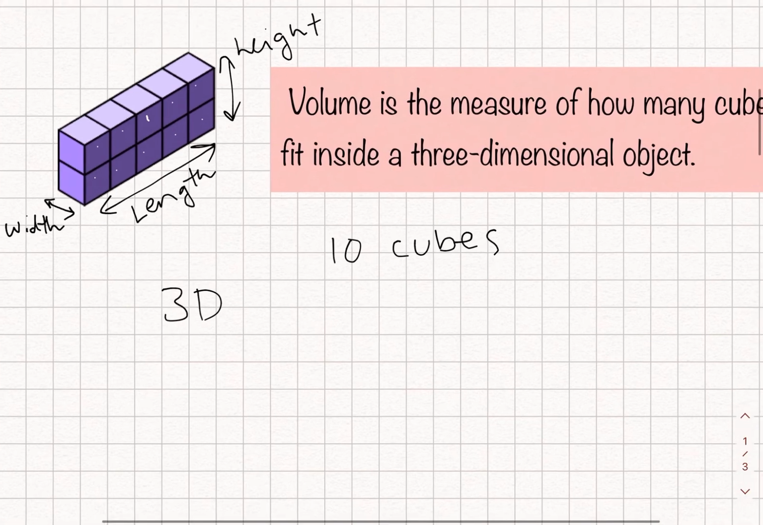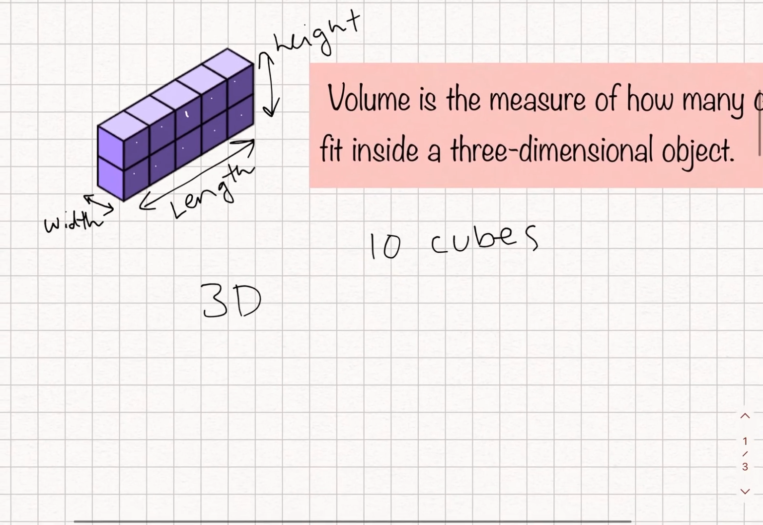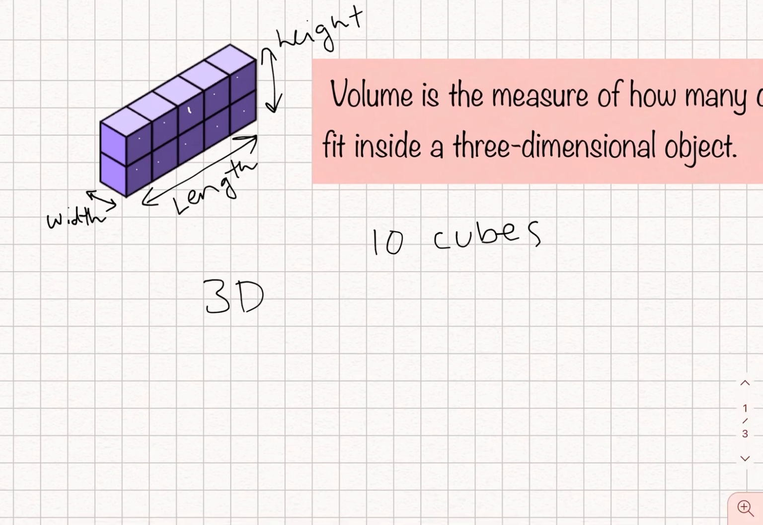So just like we did before with area up here, we're going to start by multiplying the length times the height. So the length for this shape here is, let's see, can you count the length here? We've got 1, 2, 3, 4, 5. The length is 5. And what is the height of this shape? Can you count? What is the height of this shape? 1, 2.